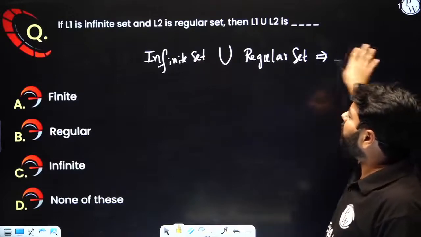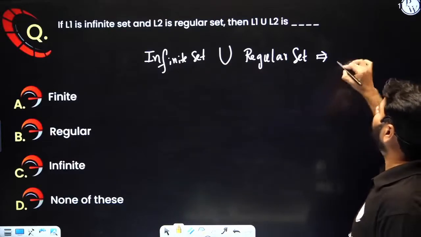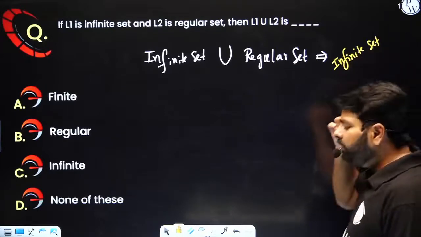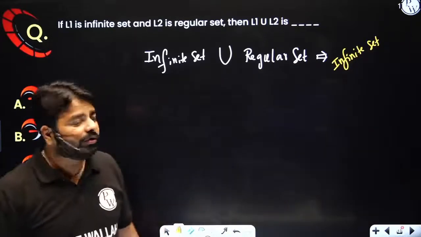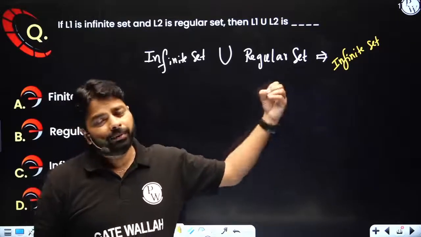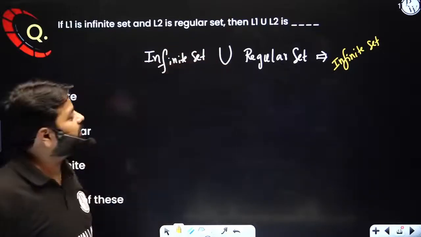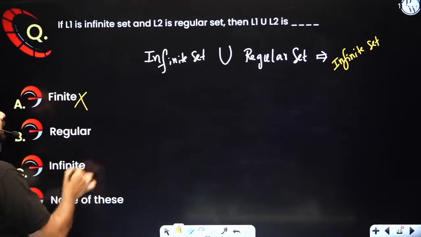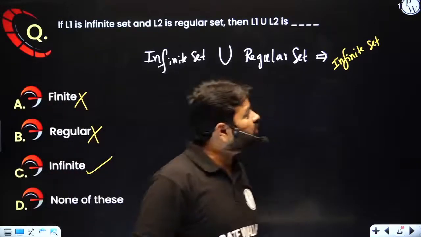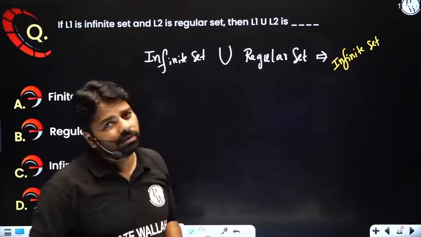Regularity you can't answer uniquely, but infinite set union anything in the world, can I say it is an infinite set? This property we are already aware of. We know clearly it is infinite, but what we don't know is whether it is regular or not. Maybe regular sometimes, maybe non-regular, depends on what infinite set you are taking. Now finite is definitely wrong. Regular you can't guarantee, infinite you can choose. If you want to talk about the regular property, you should say it need not be regular. That is the appropriate answer.